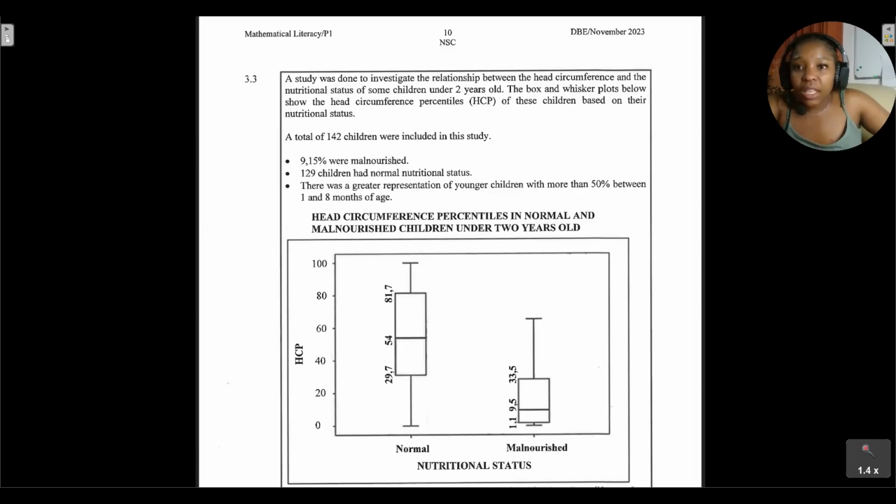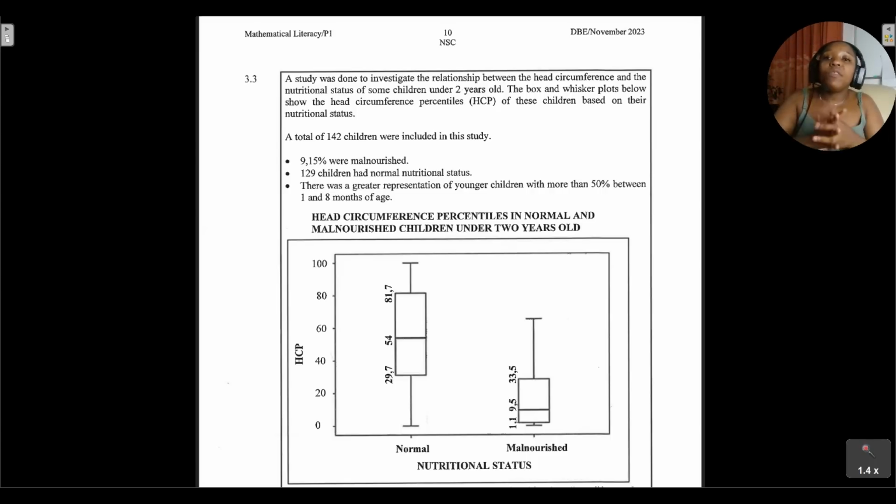Okay, so let's have a look at this question. It says a study was done to investigate the relationship between the head circumference and the nutritional status of some children under 2 years old. The box and whisker plots below show the head circumference percentiles of these children based on their nutritional status. We are told that a total of 142 children were included in the study.